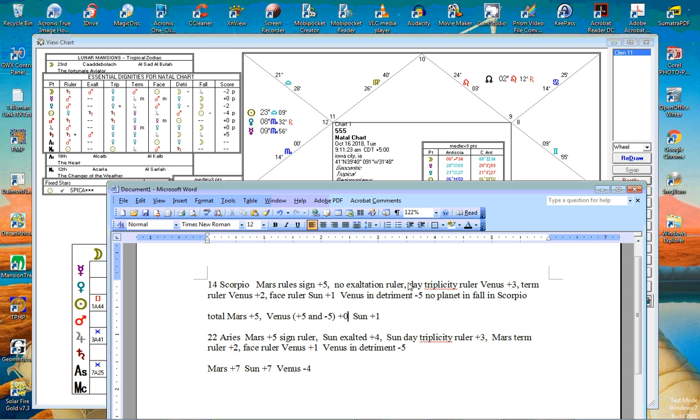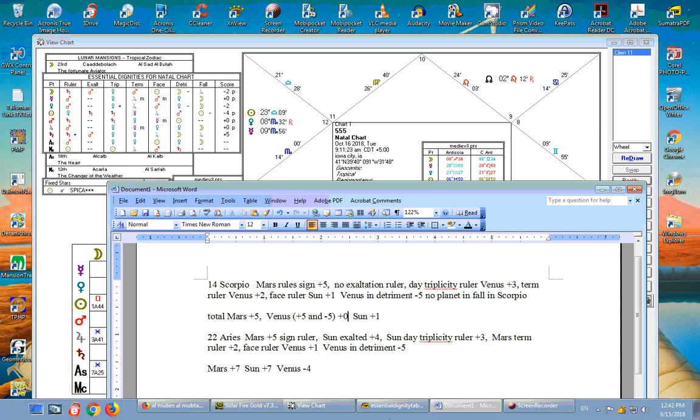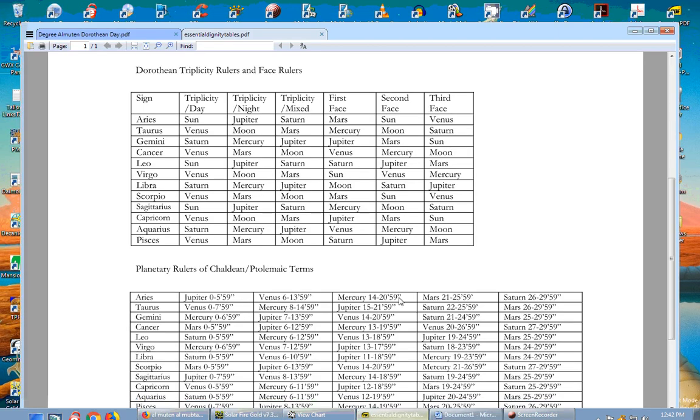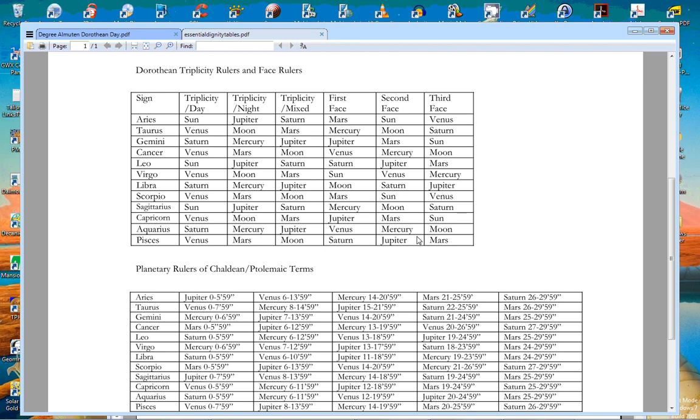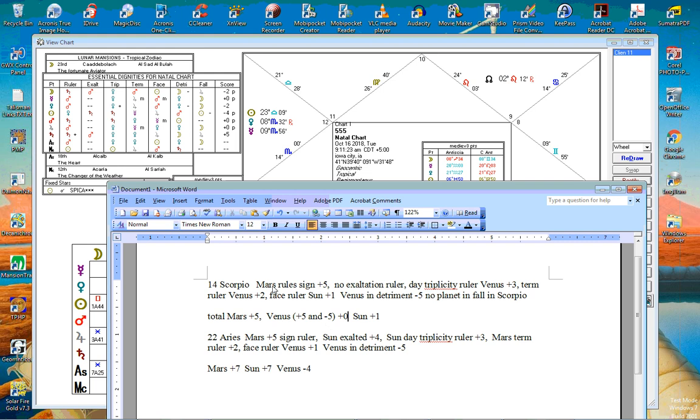The next essential dignity is term, and that's less than an entire degree. For that, I almost always have to look at a chart or a table. If we look at Scorpio here, and we walk over to 15 Scorpio, we can see that Venus rules from 14 to 20 degrees of Scorpio. So Venus is the term ruler of 14 Scorpio, and term gets +2. The final dignity is face, and the 15 is the second face of Scorpio, which is the Sun, so the Sun gets +1. Let's recap that. Scorpio, Mars is the sign ruler, gets +5, no exaltation ruler.